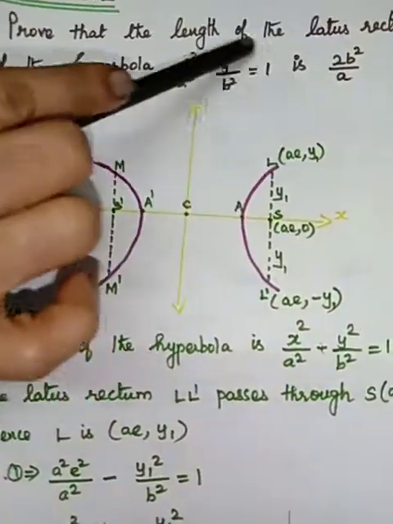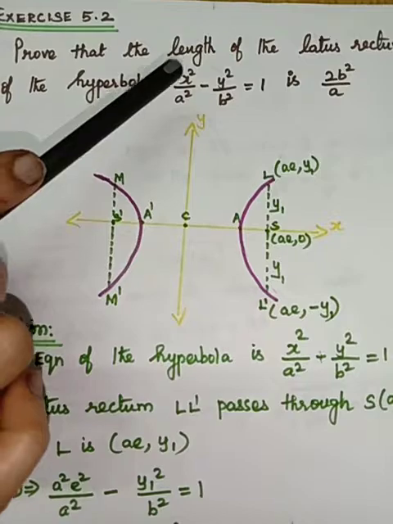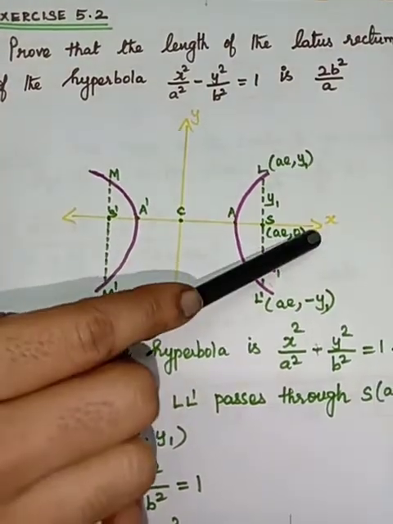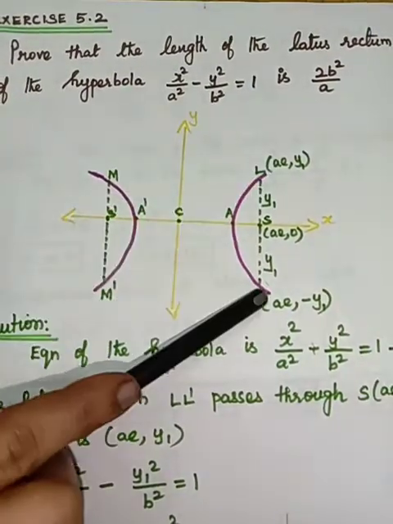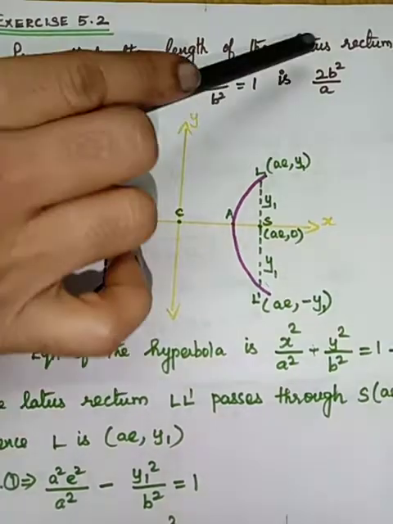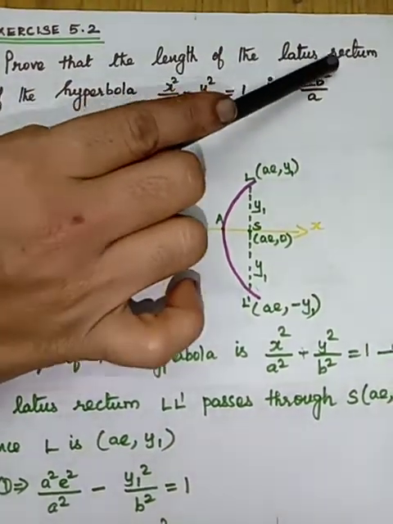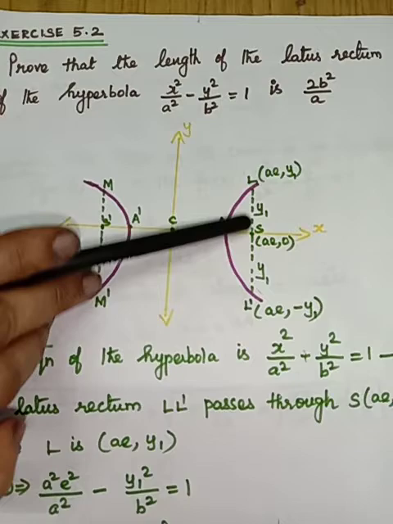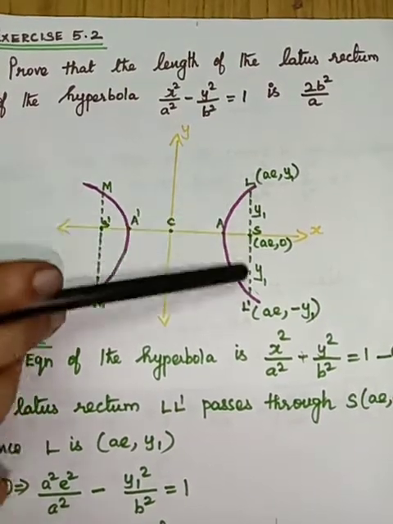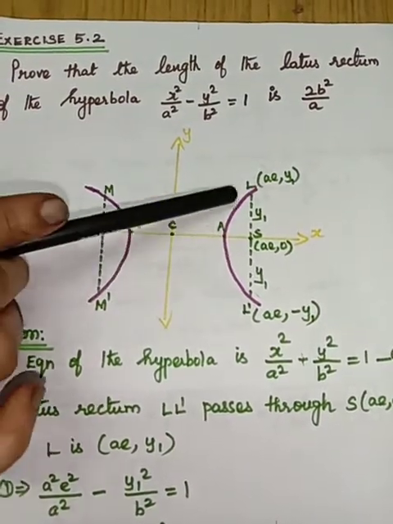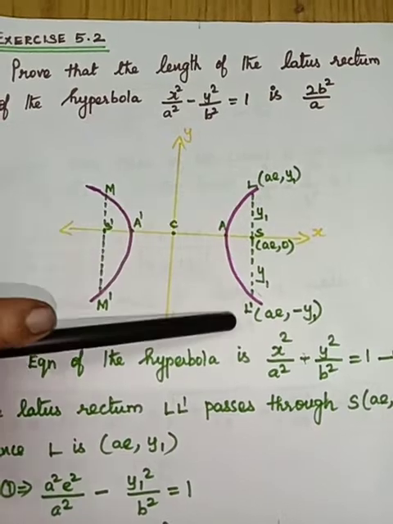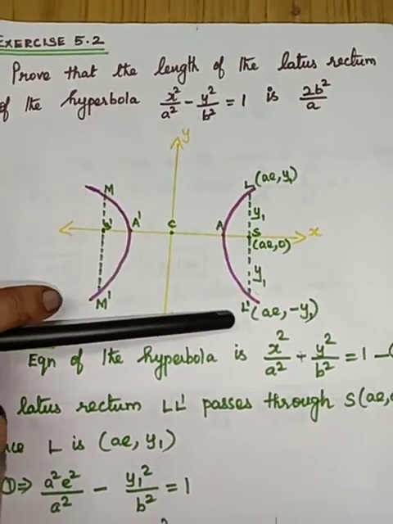Okay, so this equation is given. So your transverse axis is along the x-axis. So the hyperbola will be like this. Okay, so here we are going to find the length of the latus rectum. Latus rectum is a focal chord which is perpendicular to the transverse axis. So here I have taken L dash as the latus rectum.